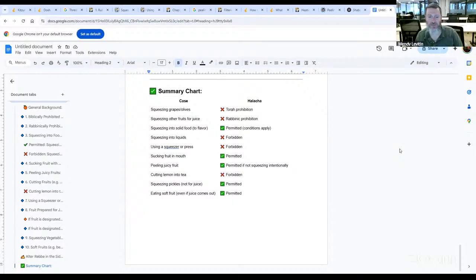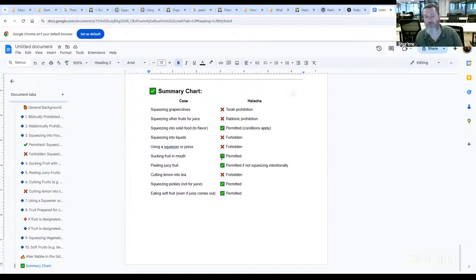Now here, this is a chart I made. Again, I haven't run it by my rav, but this is basically what I put together. Squeezing grapes and olives is Torah prohibited. Squeezing other fruits is rabbinic, like we said. Squeezing into foods to flavor is permitted, conditions apply: it has to be eaten right away. Again, let's check on the fish. Squeezing into liquids is forbidden. Using a squeezer or press is forbidden.